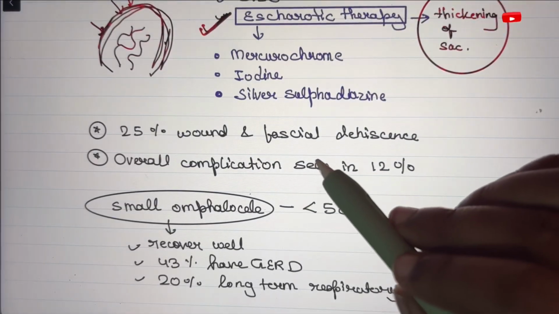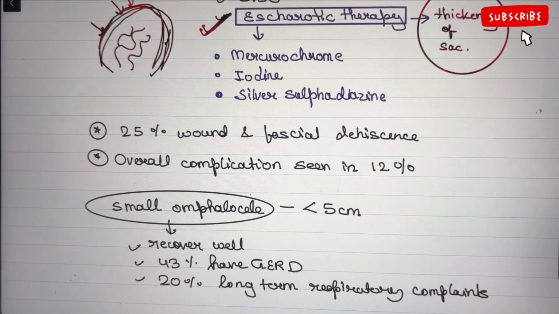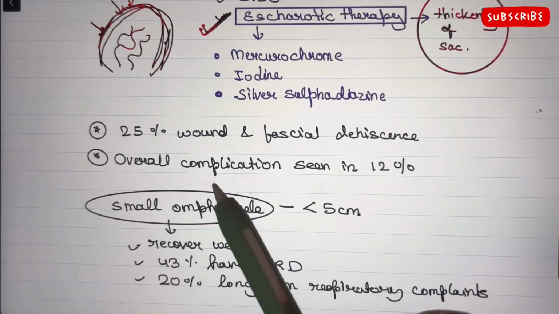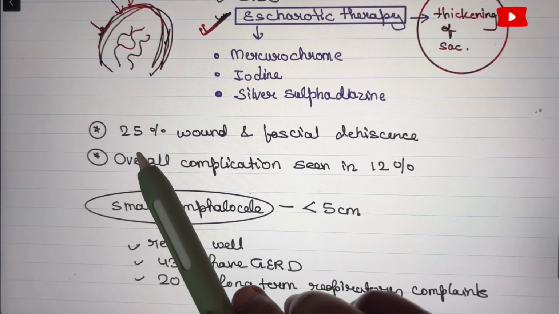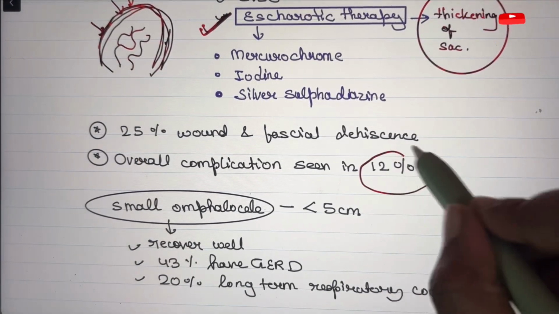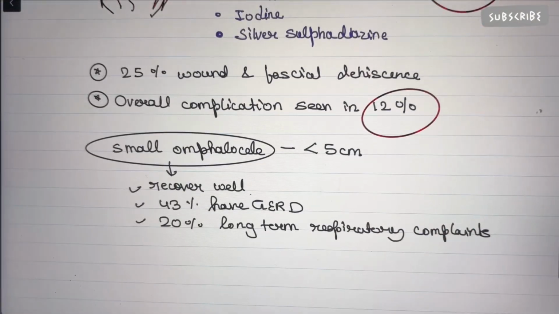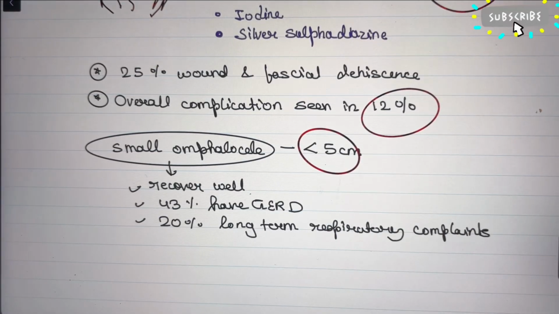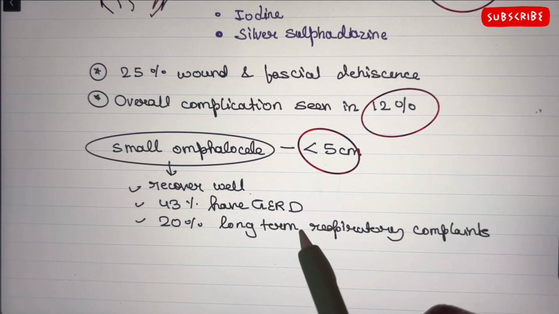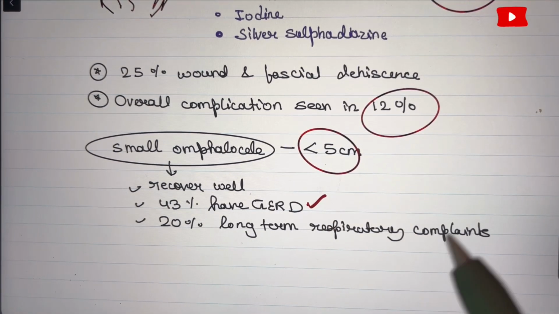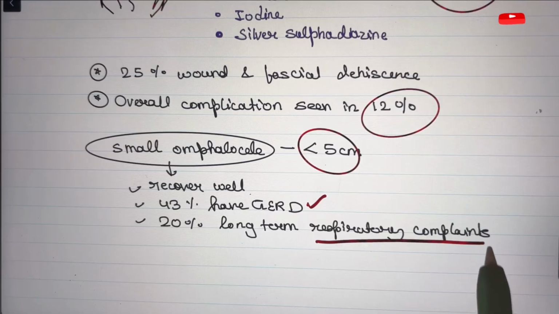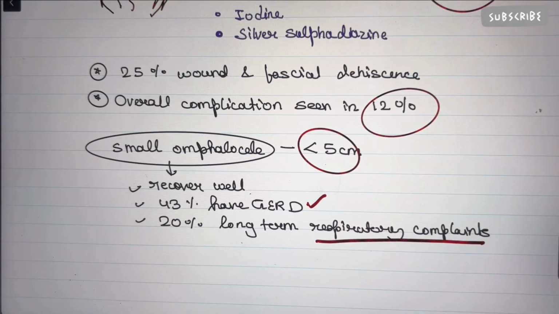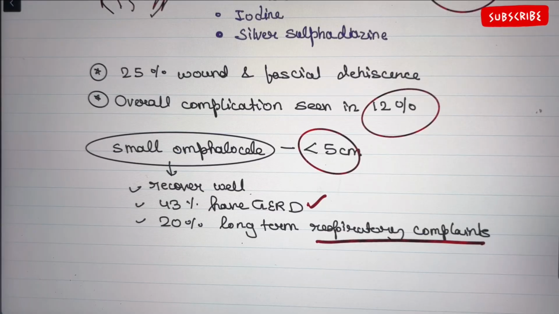Now 25% of these omphalocele cases after operation will be associated with wound and fascial dehiscence, and overall complication is seen in 12% of cases. So what do we mean by small omphalocele and large omphalocele? Small omphalocele means when the defect is less than 5 cm, and large omphalocele is when the defect is more than 5 cm. Small omphalocele generally recover well, and 43% of small omphalocele later on will have features of GERD, and 20% will have long-term respiratory complaints. So these are the important points on gastroschisis and omphalocele.